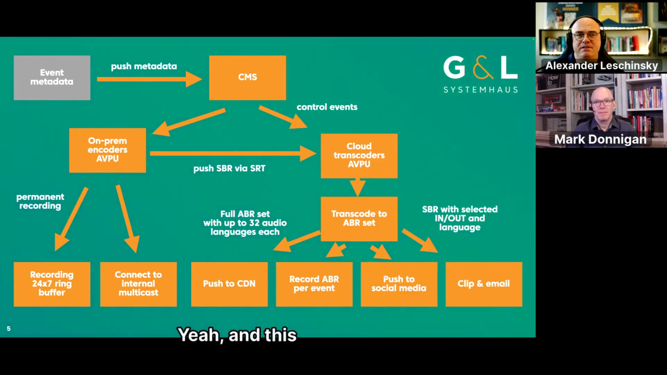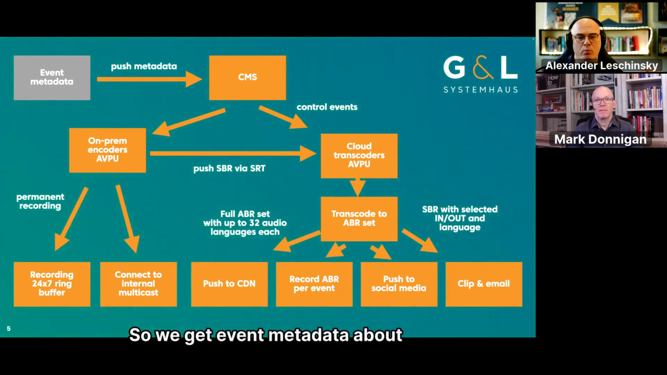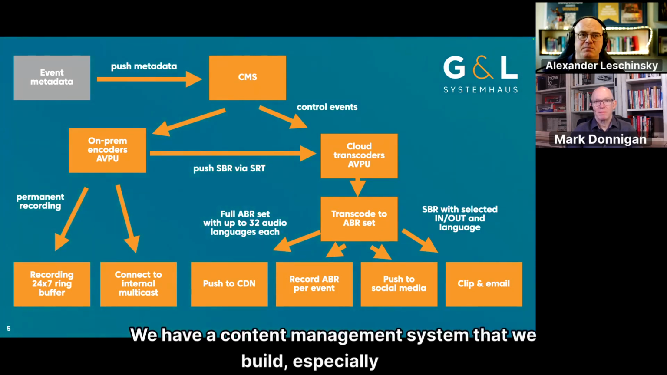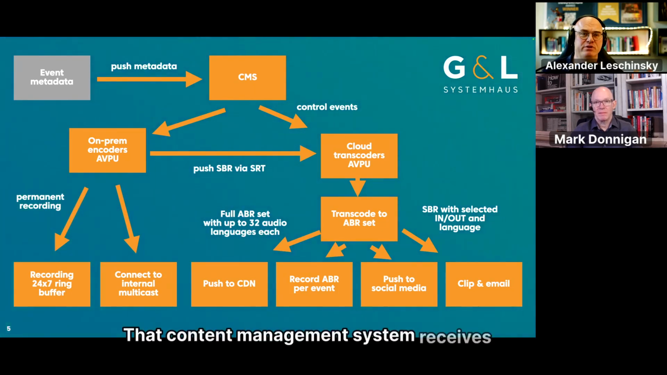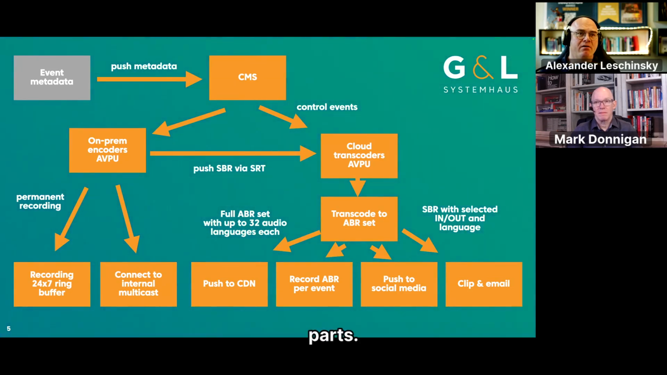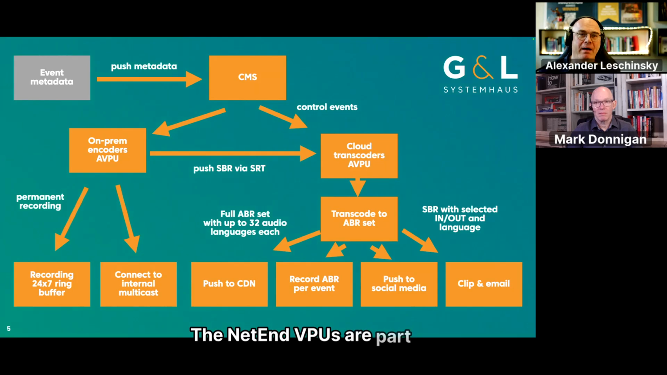Yeah, and this is the whole workflow. So we have an integration into some existing systems, so we get event metadata about which sessions are going to be played. We have a content management system that we built especially here. That content management system receives these metadata elements and then controls two parts. One is a part of on-prem encoders, and we call them AVPUs, Audio Video Processing Unit. The NETINT VPUs are part of that.